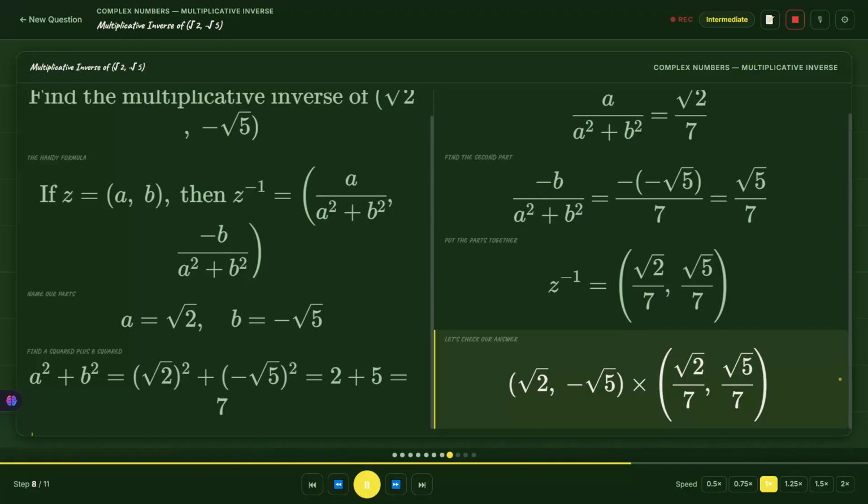Let's make sure our answer is right. We multiply our original number with our answer and see if we get 1, 0.